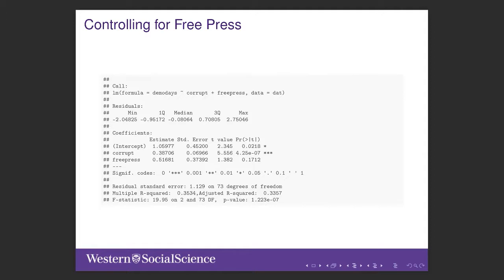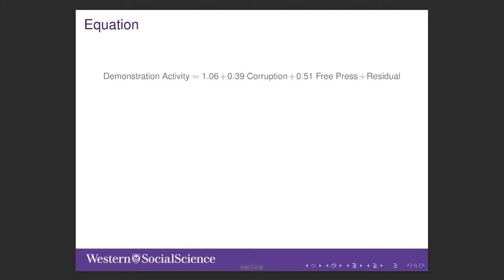Here I estimate the partial relationship of demonstration activity on corruption and free press. You'll note that the effect of corruption is larger here, 0.39, versus 0.32 from the previous video. When we control for other variables, all coefficients can and probably will change. Here's the equation that we estimated.